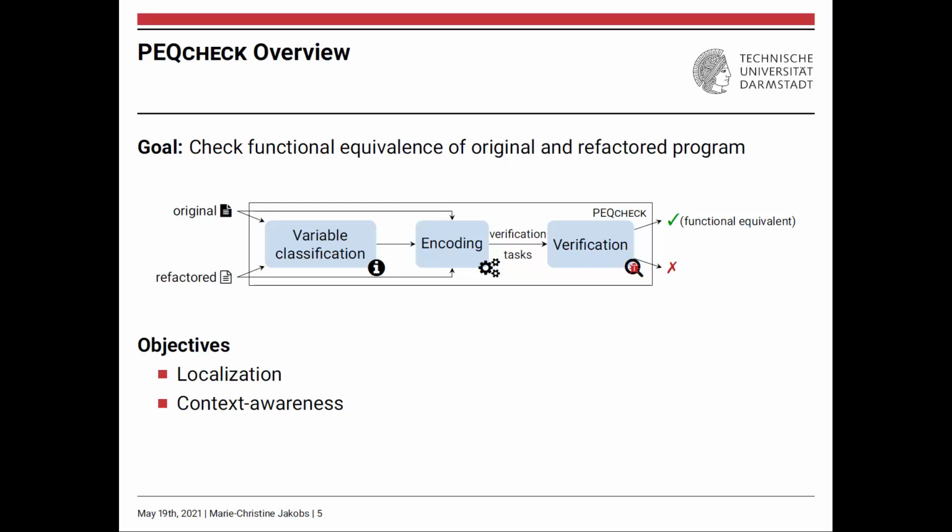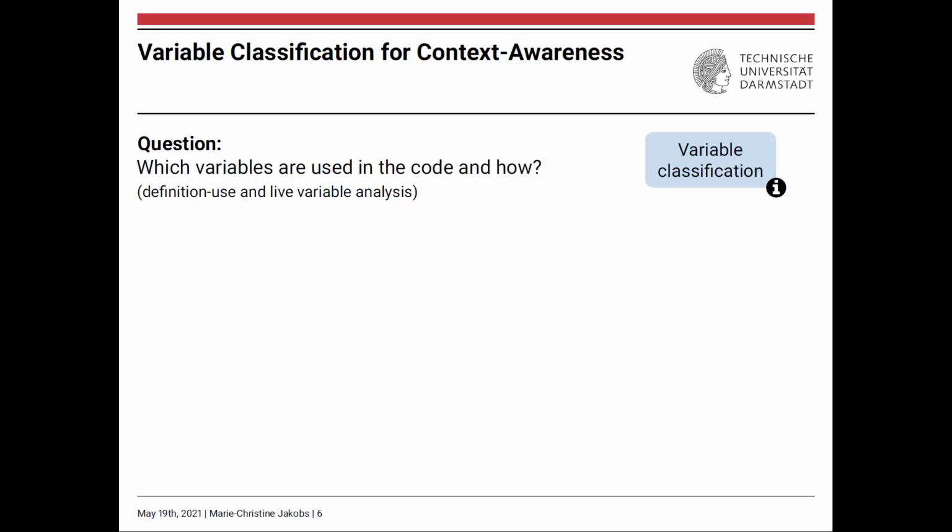And we already explained that we use the variable classification to achieve context awareness in the encoding. At last, we want to mention that we manually proved that PACTcheck is sound. So this means that PACTcheck only reports original and refactored program are functionally equivalent if they are indeed functionally equivalent. We start with looking into the variable classification.